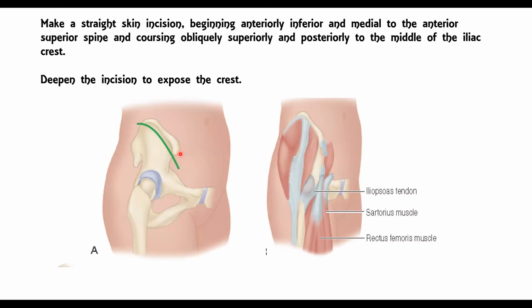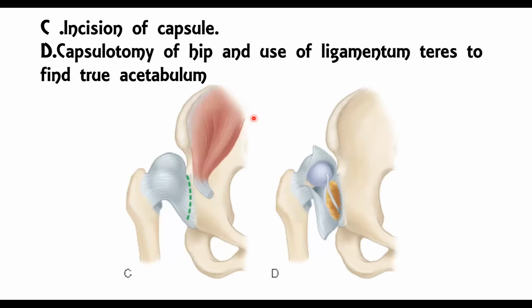You can see here, and course obliquely and superiorly posterior towards the middle third of the iliac crest. Okay, you can see this is a cosmetically better incision. You can deepen the incision to expose the crest also. So underlying, you can see that you can incise the capsule in this fashion.